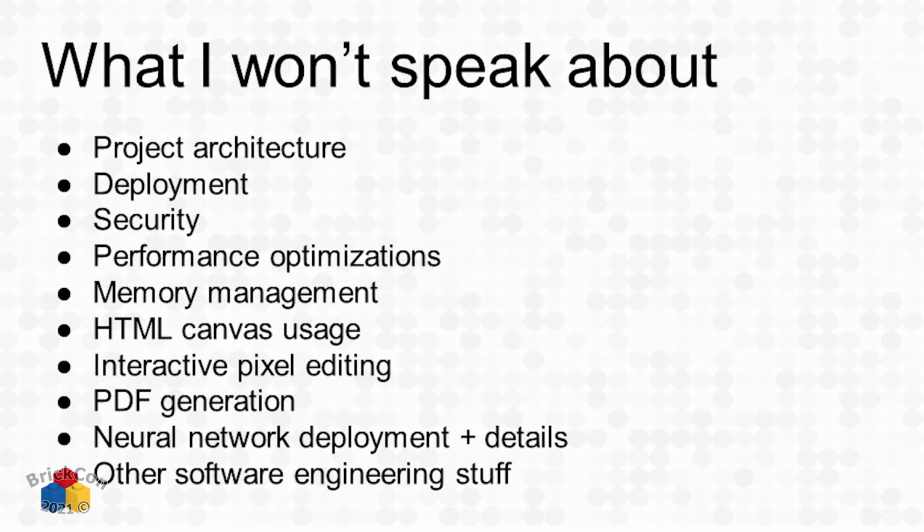Interactive pixel editing, how you can make an interactive experience. PDF generation, how you can generate instructions. Neural network deployment plus details. So we'll be talking a little bit about when it's appropriate to use neural networks in order to assist this type of software, and other software engineering stuff.